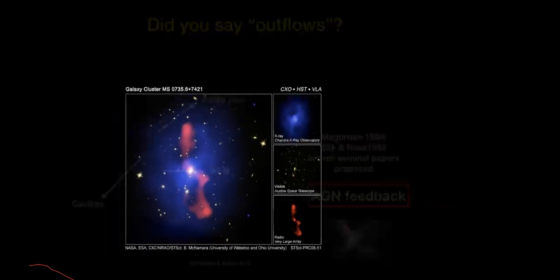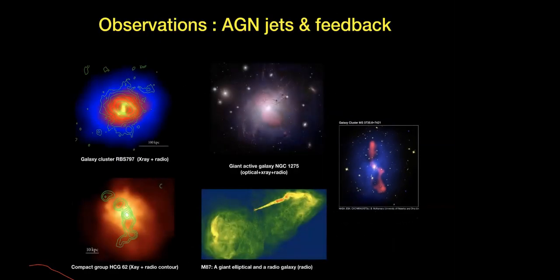Now, not just this example, there are a few others that show similar things. And in all of them, you can see either bubbles or jets or winds or outflows blown out from the center. So these are all good examples of AGN feedback. So then is this the answer that we were looking for? Is this the answer for the suppression of star formation?